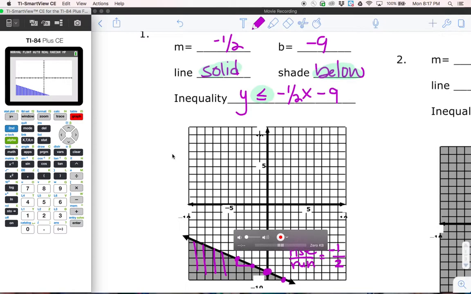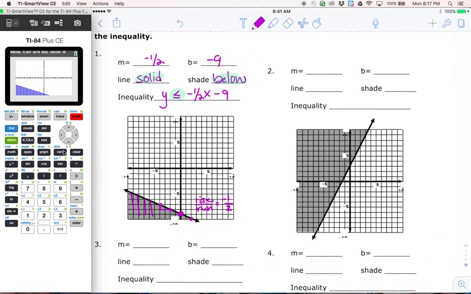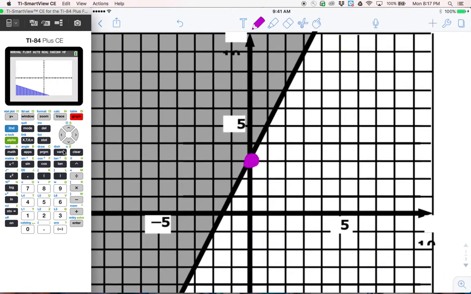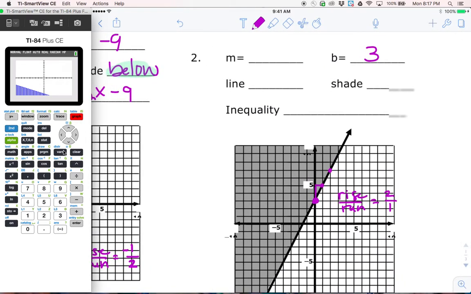All right, let's take a look at problem number 2. Same idea, same type of thing. We've got our y-intercept here at +3. And our slope, we just need to find a couple of good points. These ones look good, so we're doing rise over run. And I see that I'm rising 2 and I'm running 1. So my slope is 2 over 1, which is just 2. My line is solid again, but this time I have shaded above my line.